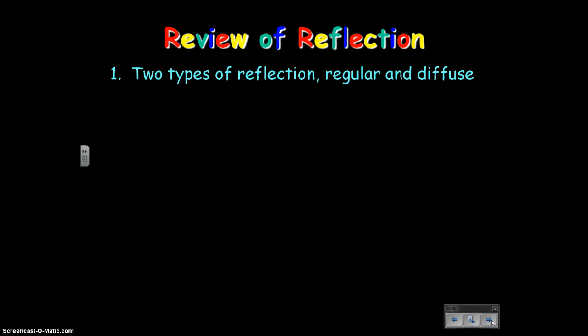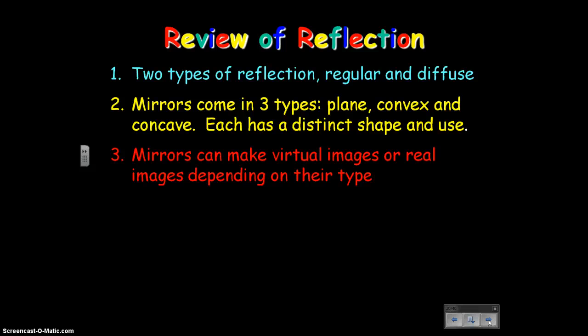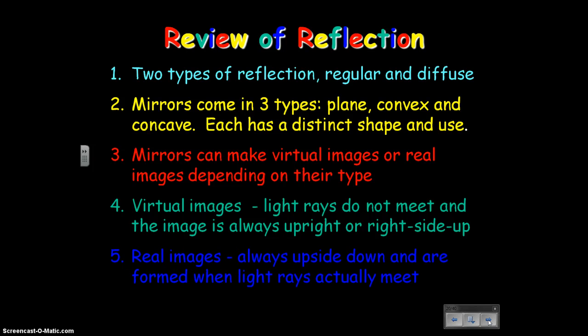So, a review of reflection real quick. We have two types of reflection, regular and diffuse. Mirrors come in three types, convex, concave, and plane, and each has a distinct shape and use. Mirrors can make virtual images or real images depending on their type. Virtual images: light rays do not meet in the image, and it is always upright, or right side up. And lastly, real images are always upside down and are formed when light rays actually meet.